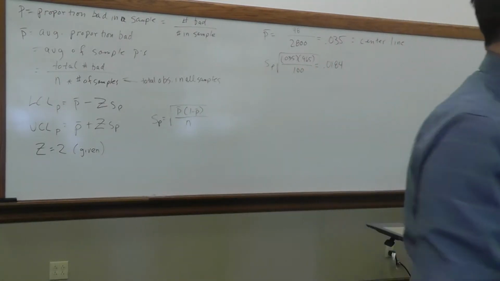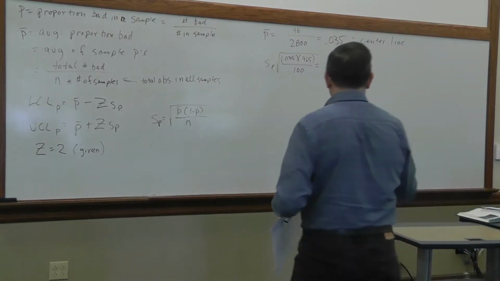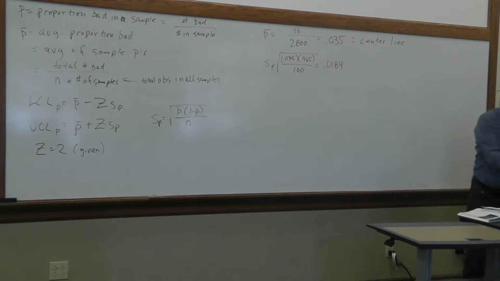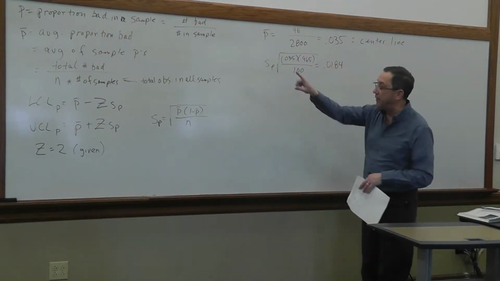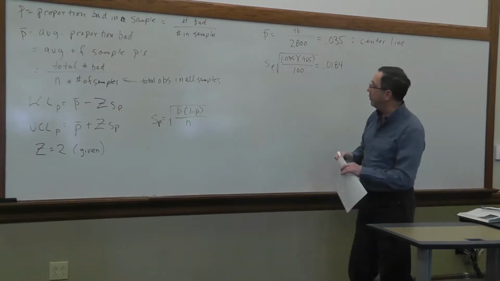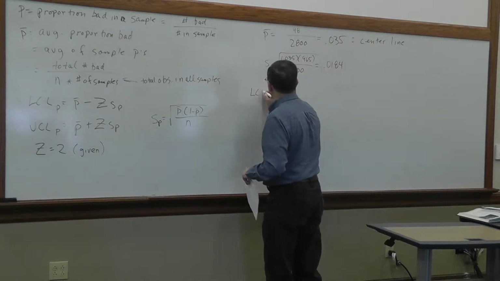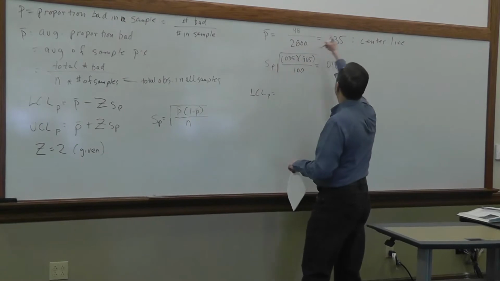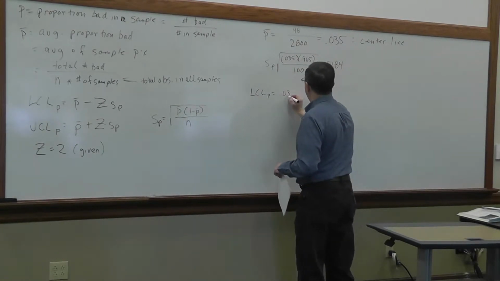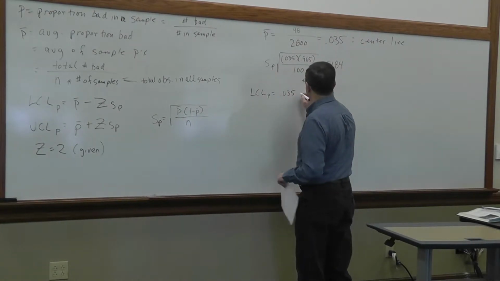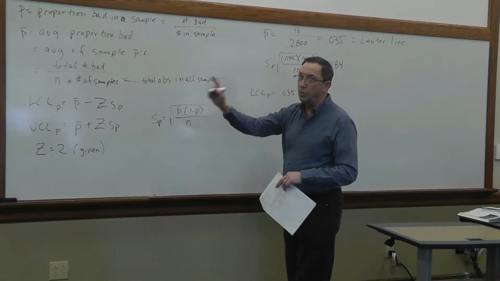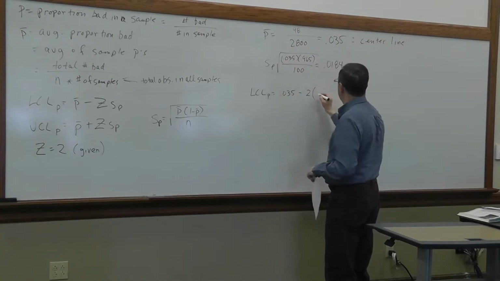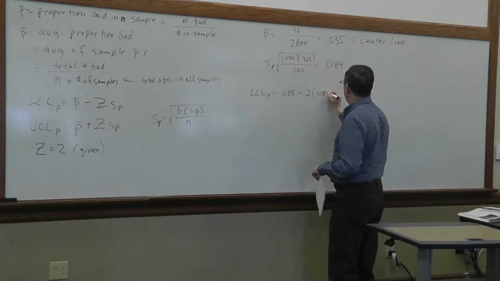Got it? All right. So 0.0184 is the standard deviation of the p's. This by itself doesn't mean anything. We'll plug it in to get our control limits. So our lower control limit for the p chart here is our p bar, 0.035, subtract off 2 standard deviations. So 2 times S sub p, 0.0184.